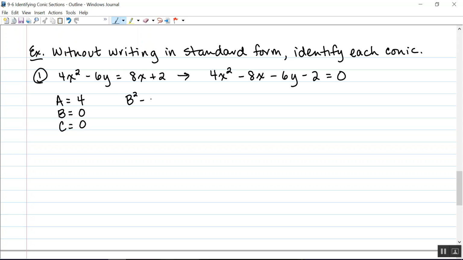So b squared minus 4ac gives me 0 squared minus 4 times 4 times 0, and that's going to be just equal to 0. So if the discriminant equals 0, then it's a parabola. Also, another key to that is it's only got one squared term. All of our other conics had 2 squared terms in it.